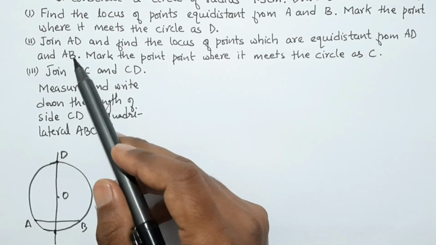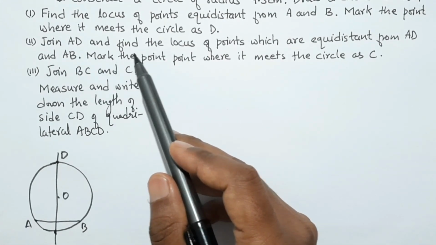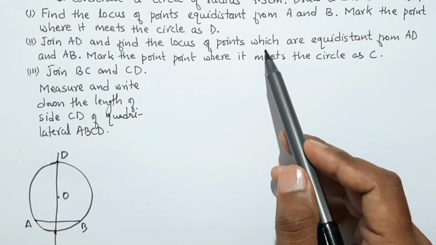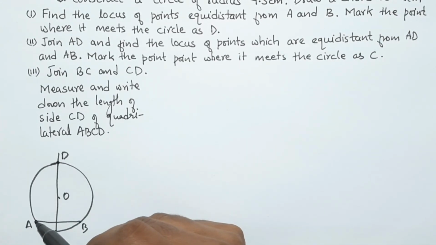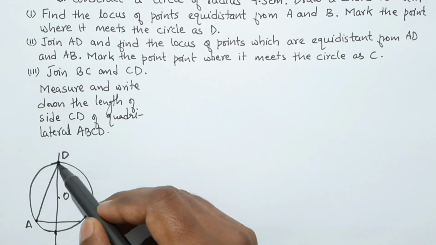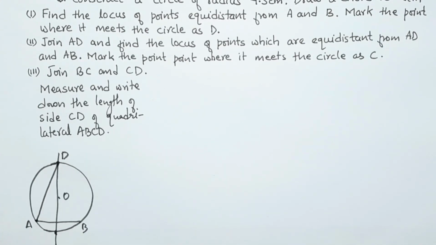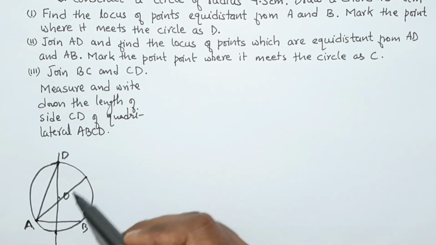Now join AD and find the locus of points which are equidistant from AD and AB. That means we have to join AD. Now we have to draw the locus of lines AD and AB, that means we are going to draw an angular bisector, like this.